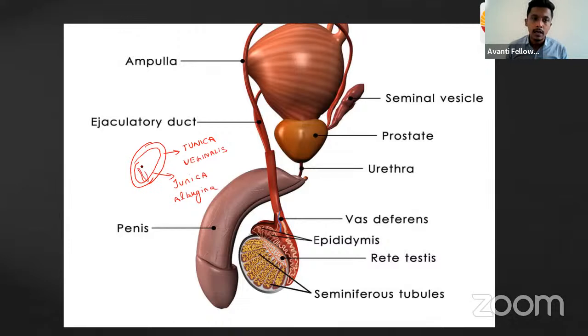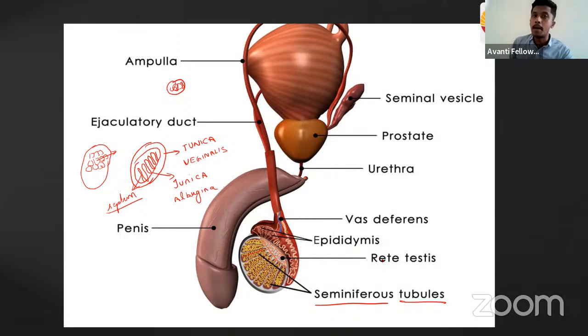The tunica albuginea divides the testis into compartments called testicular septa. This testicular septum, which is formed by the albuginea, divides the testis further into compartment-like structures. The testis is divided into numerous lobes, around 200 in each testis. These are called testicular lobules. In each testicular lobule, you have around 2 to 3 highly coiled structures called seminiferous tubules. They are very long and highly coiled within each lobule.